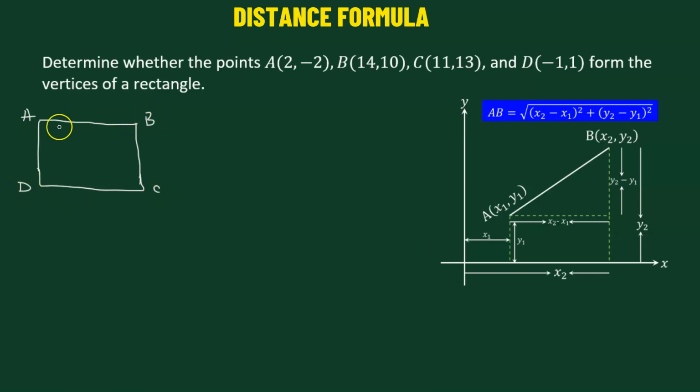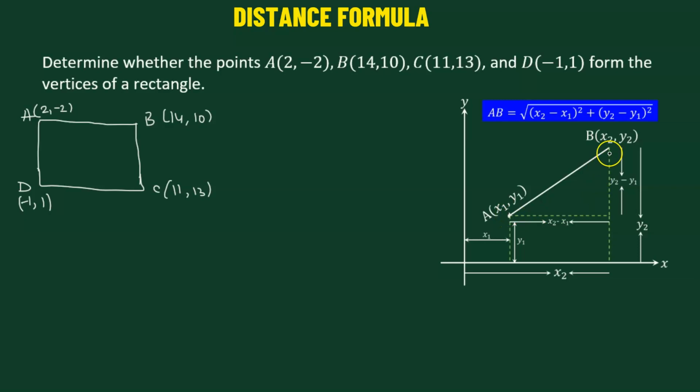Now this particular parallelogram has the vertex A given by (2, -2). So B is (14, 10). Then we have C, which is (11, 13). And then D is (-1, 1). So what we'll do, we'll begin by first finding out the length of each of the sides. To do that, all we have to do is use the distance formula.